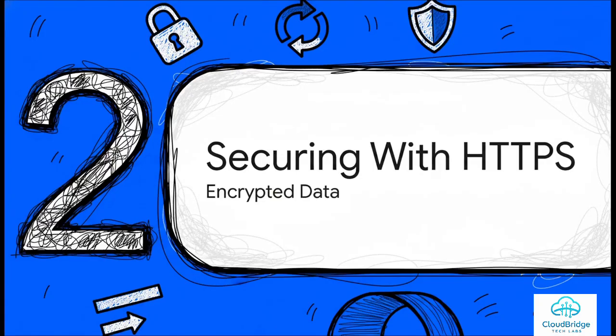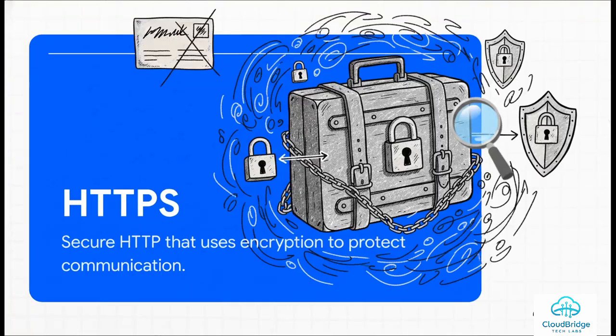Which brings us to Section 2, securing data with HTTPS. The solution to our postcard problem is HTTPS, which simply stands for Secure HTTP. This protocol uses encryption to completely protect your communication in transit. To go back to our earlier analogy, if HTTP is a flimsy postcard, HTTPS is a heavily locked steel briefcase. You put your message inside, scramble it with some complex encryption, lock it up tight, and send it on its way. Even if someone intercepts that briefcase, they can't open it, and they certainly can't read the scrambled data inside.